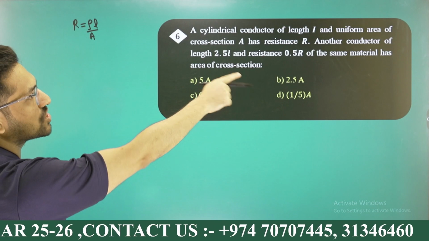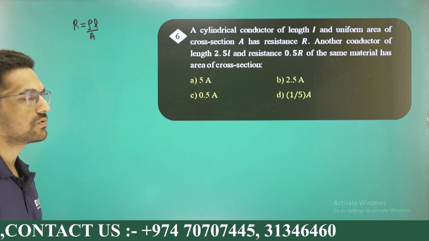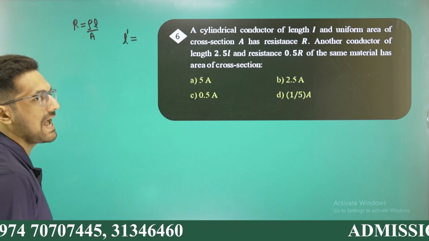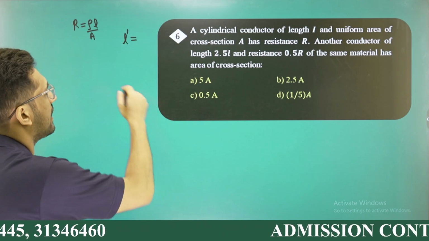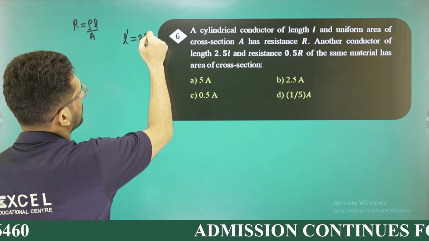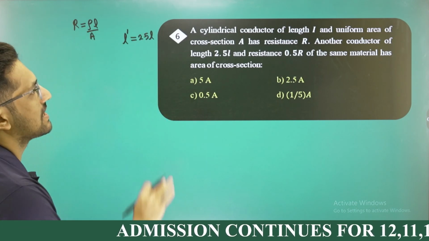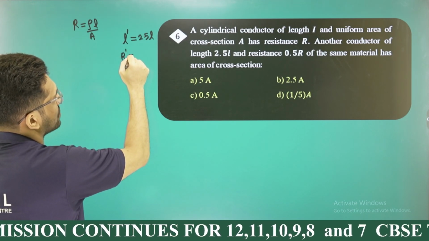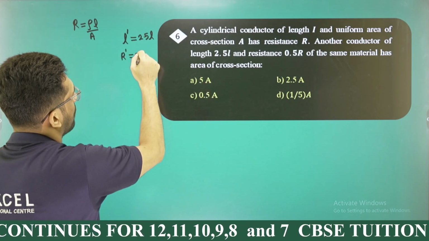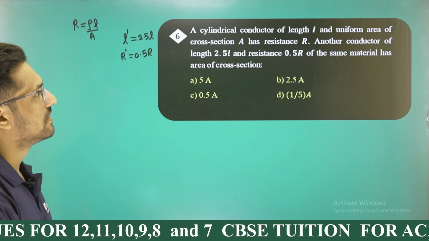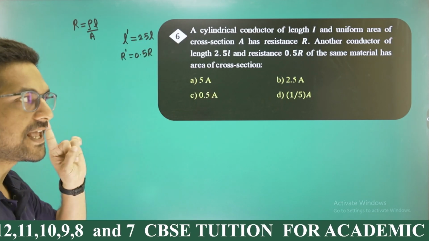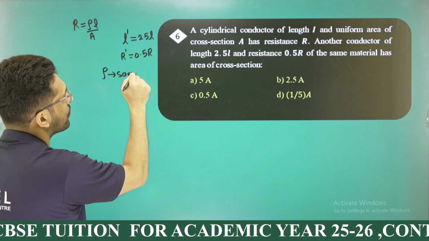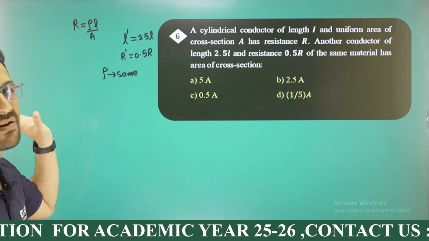Another conductor of length 2.5 L. So we have another conductor. I'm going to give the length of the second conductor as L dash, because it's another length. L dash is 2.5 times our old length. And resistance of the second conductor also is given. I'm going to write it as R dash. R dash is given as 0.5 R. Of the same material means resistivity is same for both of these conductors. If one is copper, the other one also is copper.